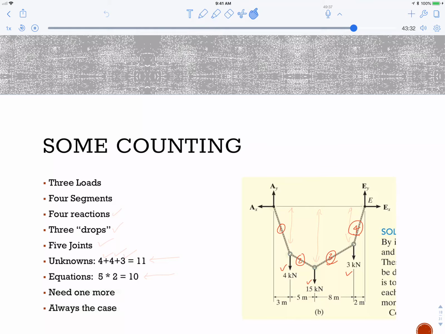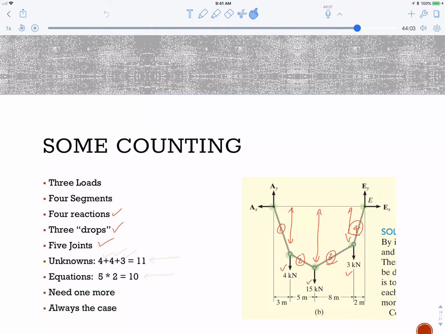Now let's count unknowns and equations. There are 4 reactions that are unknown. There are 3 drop lengths. We want to know how much the cable sags at each of the loads. So there's 3 of those. And there are 5 joints. If there are 4 segments, there are 5 joints. 1, 2, 3, 4, 5.